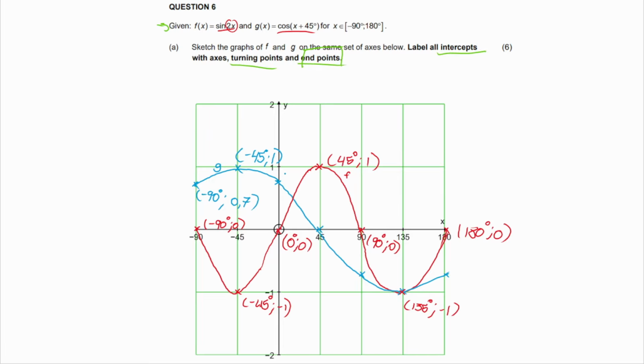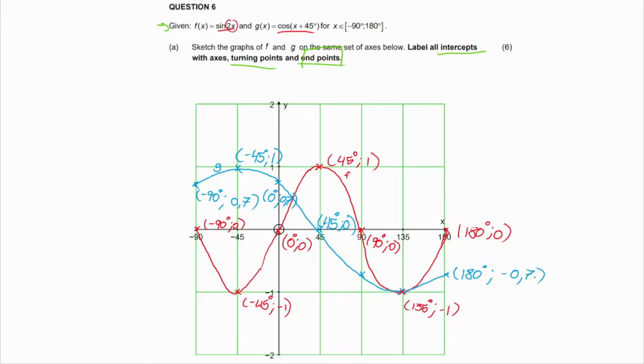Okay, here's the intercept with the axes. Careful, don't forget the intercept with the y-axis. This is 0 degrees, 0.7. Getting a bit messy, but it's okay. 45 degrees, 0. Then we don't have to label this, it's not intercepting any axis. Here's a turning point, so we are going to label this. That's already labeled, to be honest. I wouldn't label it twice. Here is an endpoint, so we do need to label this. And this is negative 0.7.